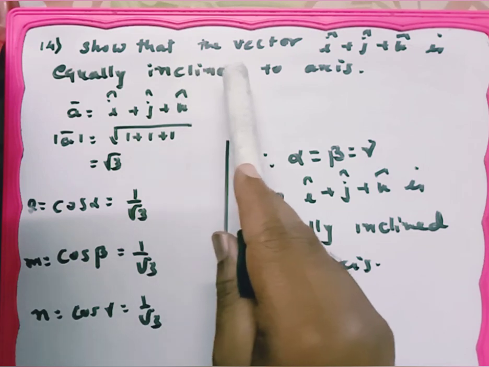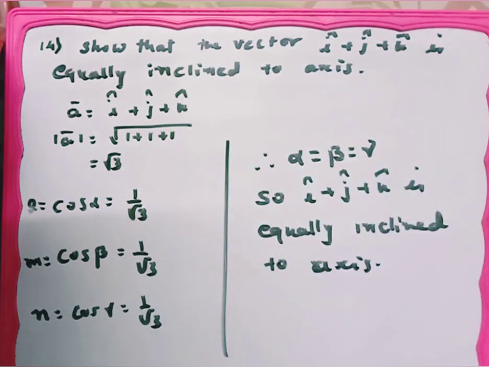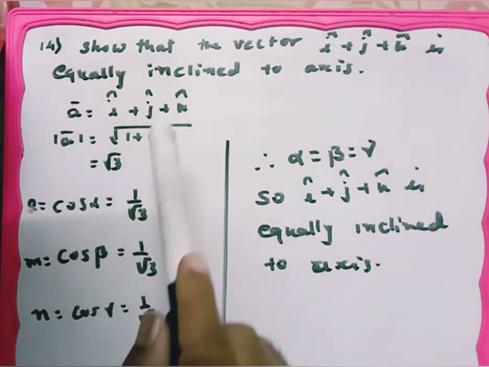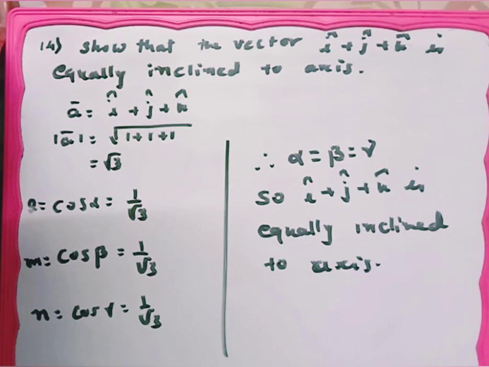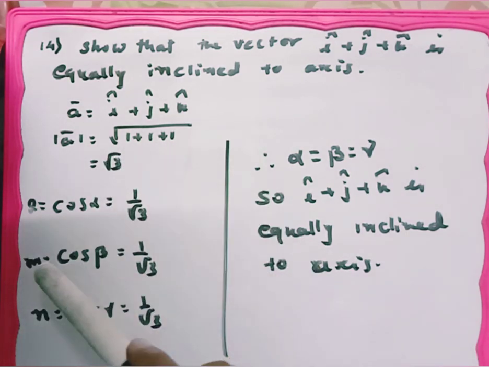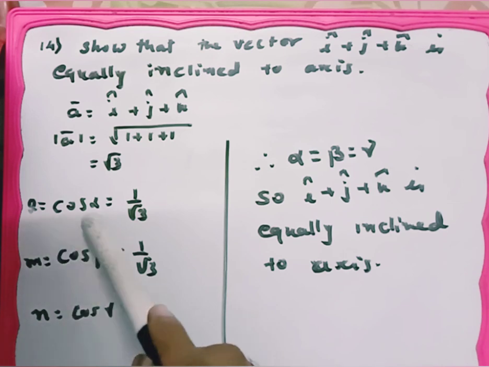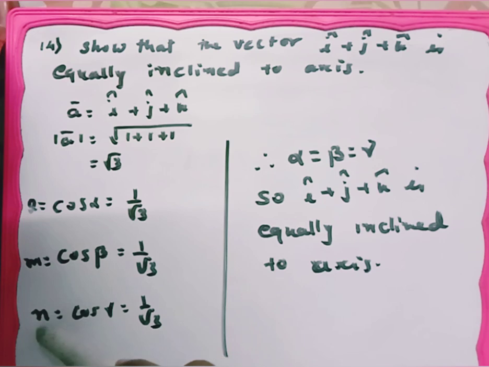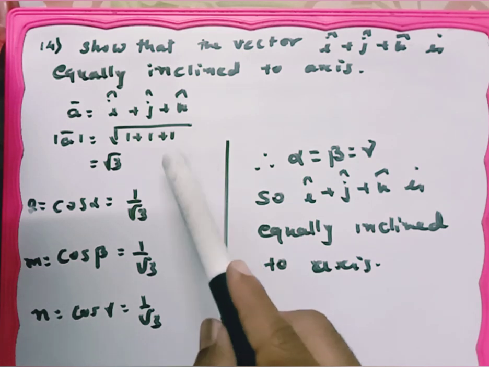14th question, we have to show that the vector i caret plus j caret plus k caret is equally inclined to the axes. So a bar equals i caret plus j caret plus k caret. Then the magnitude of a bar will be the square root of 1 plus 1 plus 1, root 3. So we find the direction cosines. Then l equals cos alpha equals 1 by root 3, m equals cos beta equals 1 by root 3, n equals cos gamma equals 1 by root 3, where alpha, beta, gamma are the angles inclined with the axes.